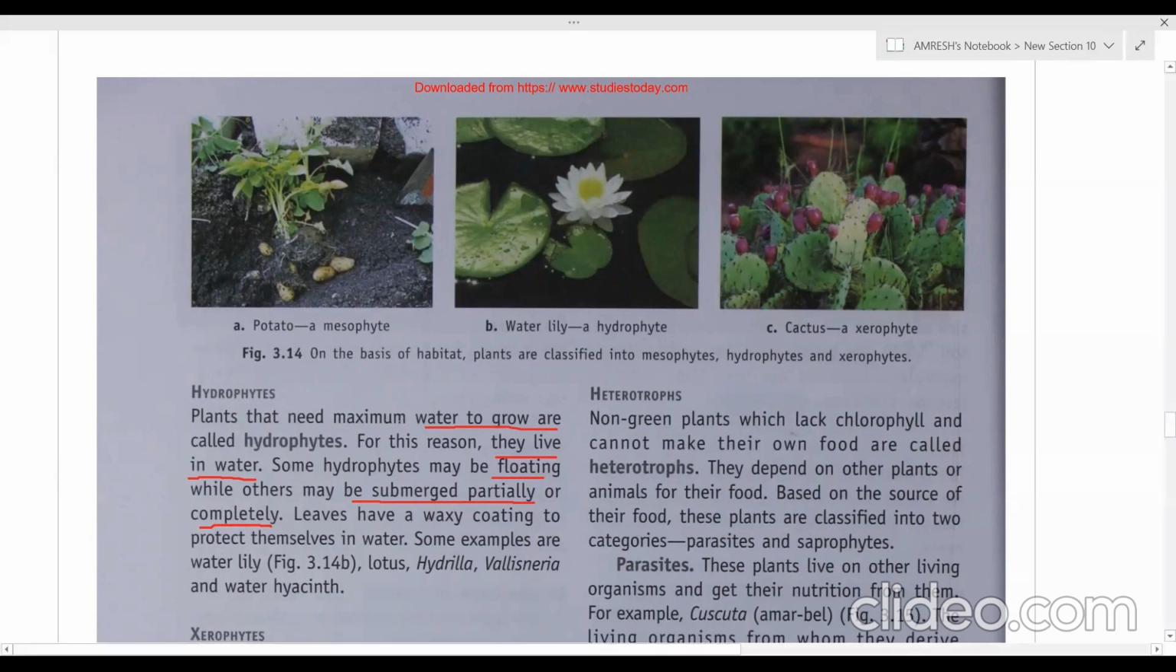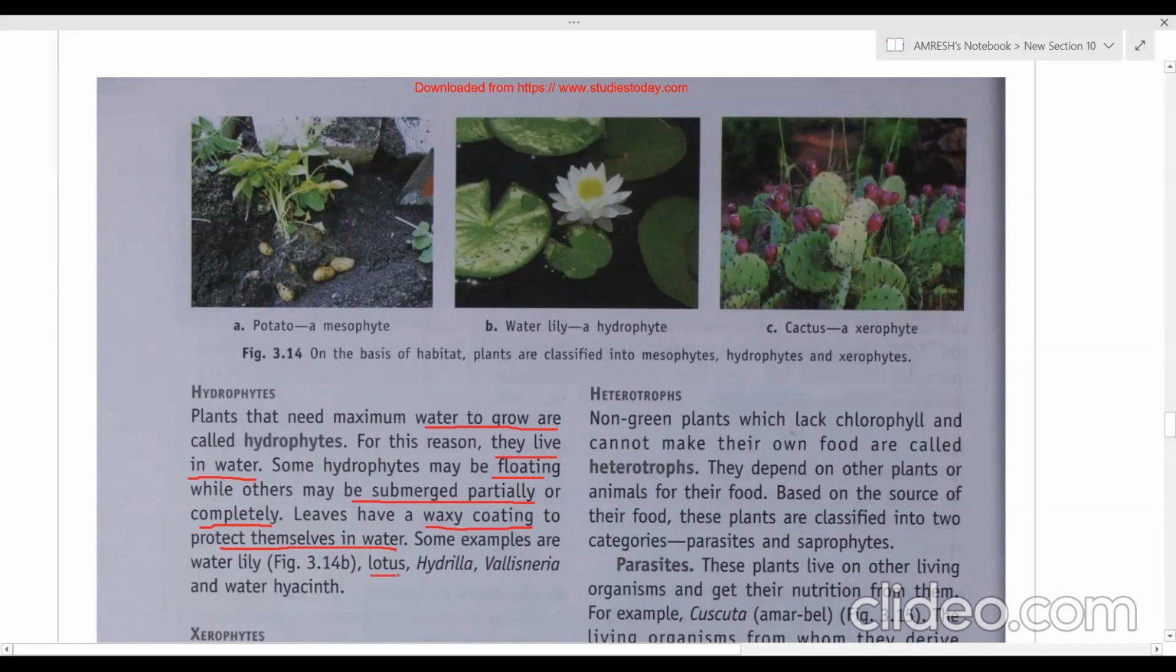Okay. Leaves have a waxy coating. See, this is important. Waxy coating होगा. क्यों waxy coating होता है? To protect themselves in water. देखो water में वो submerged रहते हैं. They remain submerged in water. So to keep them protected in the surrounding of water, they have a waxy mucilaginous covering. Mucilaginous मतलब थोड़ा waxy होगा, थोड़ा चिपचिपा covering होगा उनका, to protect the leaves from the water.